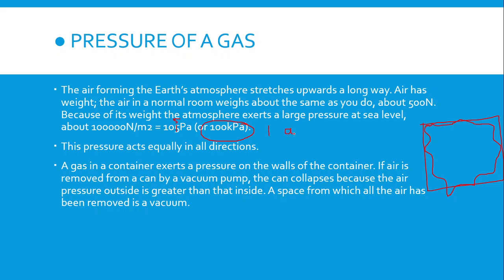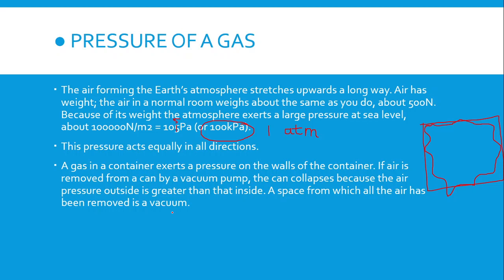So that's another unit that we have calibrated in terms of the atmospheric pressure, or atmospheres. This pressure basically acts equally in all directions. We've already discussed in the pressure chapters that pressure acts equally in all directions, or that's how we ideally model it to ease our calculations. A gas in a container exerts pressure on the walls of the container.